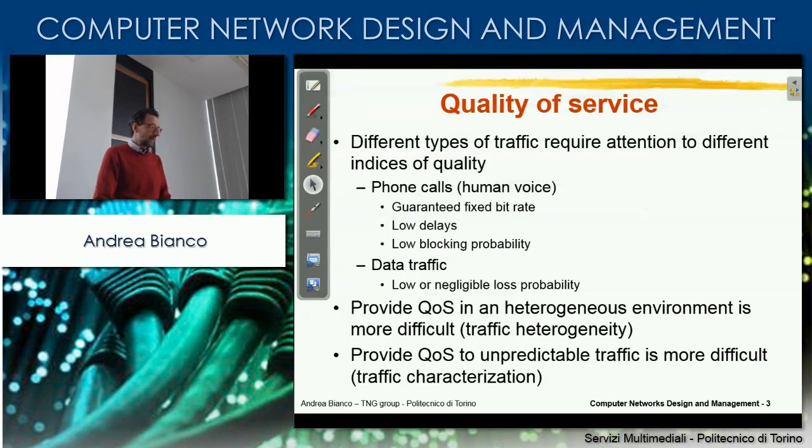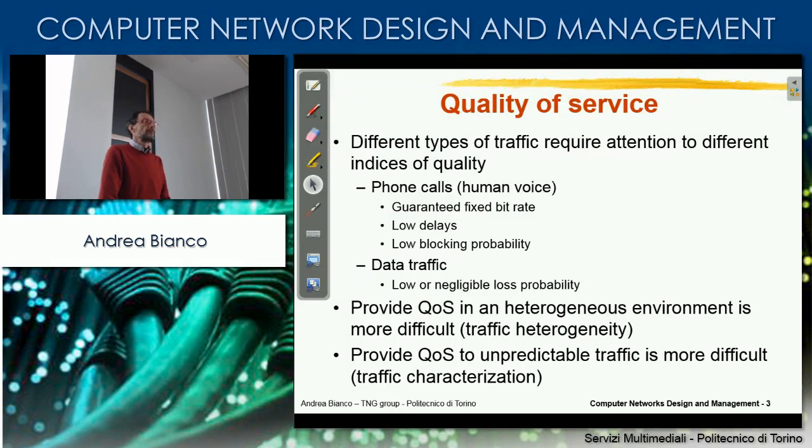We already described the fact that one issue is that different type of traffic require attention to different type of parameters. The two examples, we have seen many of them in the previous hour, but phone calls, for example, require a fixed guaranteed bit rate, very low delay, and low blocking probability. Data traffic requires instead low or negligible loss probability. And we have to remind two important things.